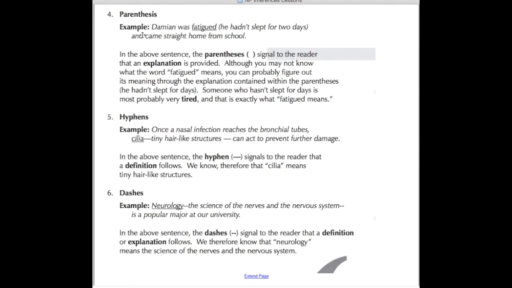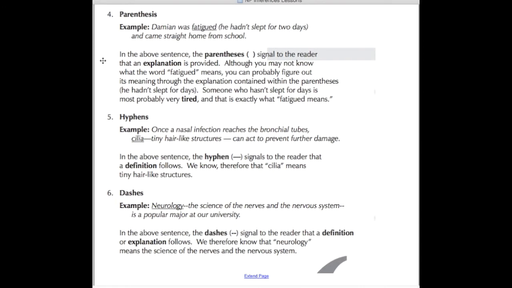Some more punctuation you might see are parentheses. Damien was fatigued (he hadn't slept for 2 days and came straight home from school). In this sentence, the parentheses signal to the reader that an explanation is provided. Although you may not know what the word fatigued means, you can probably figure out its meaning through the explanation contained within the parentheses. He hadn't slept for days. Someone who hasn't slept for days is probably very tired, and that is exactly what fatigued means.